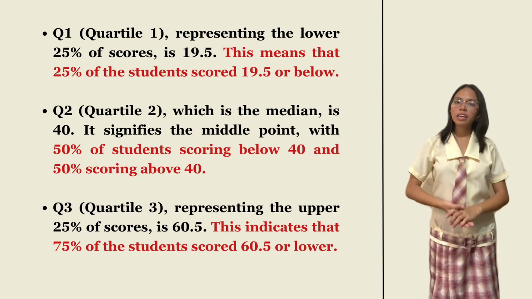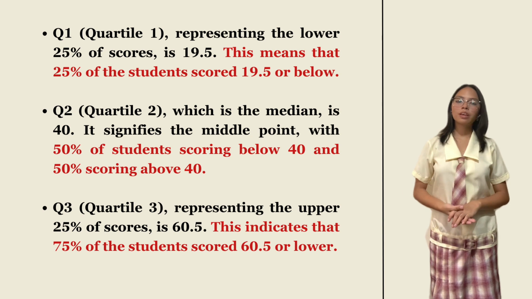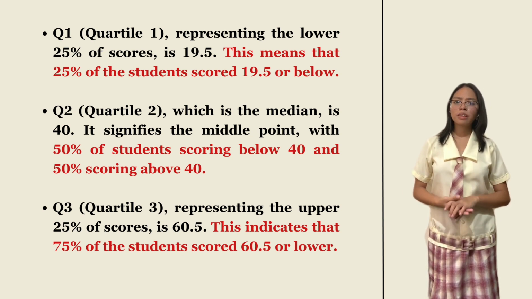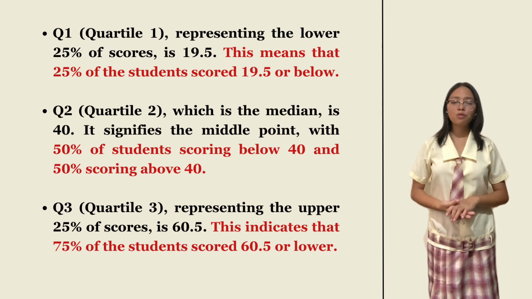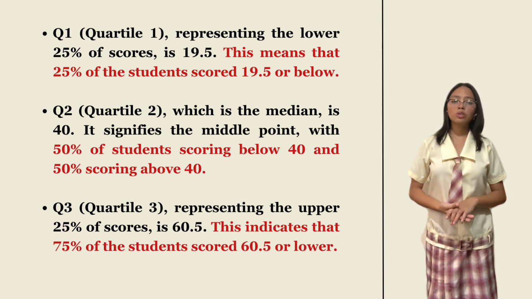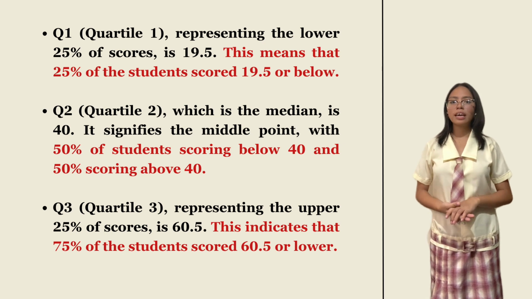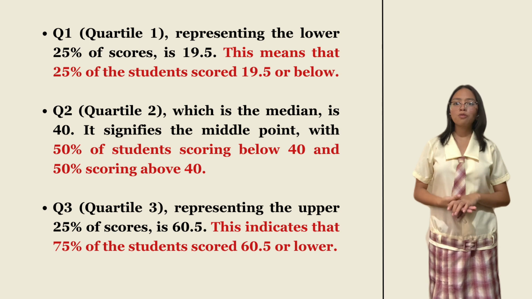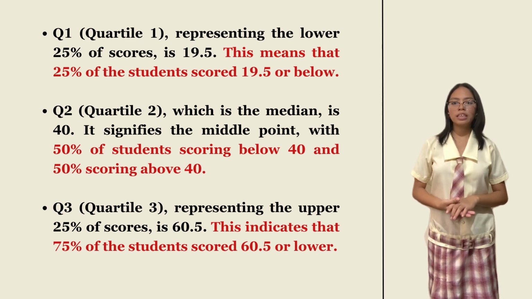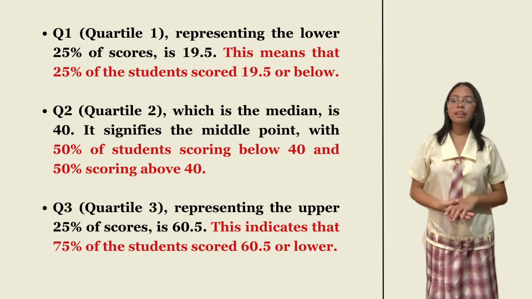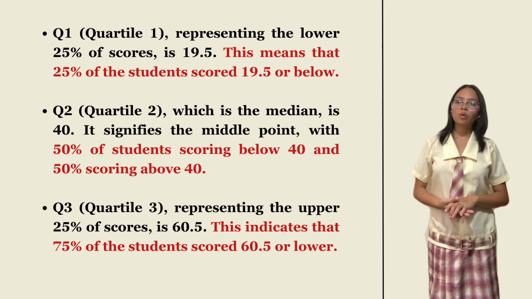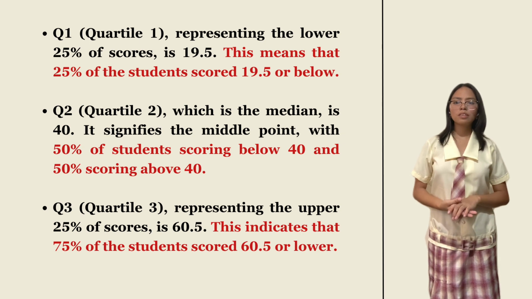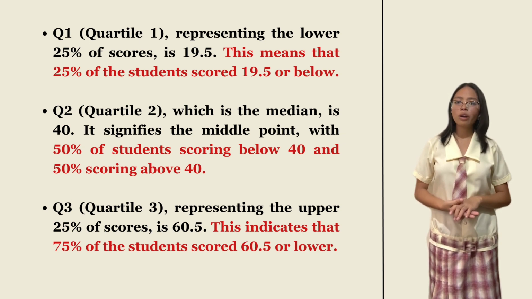Therefore, quartile 1, representing the lower 25% of the scores, is 19.5. This means that 25% of the students scored 19.5 or below. And quartile 2, which is the median, is 40. It signifies the middle point, with 50% of the students scoring below 40 or above 40. And quartile 3, representing the upper 25% of the scores, is 60.5. This indicates that 75% of the students scored 60.5 or lower.